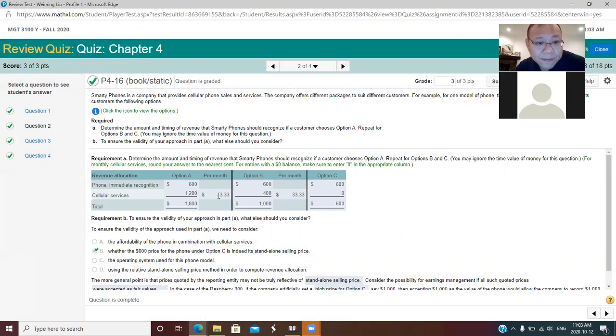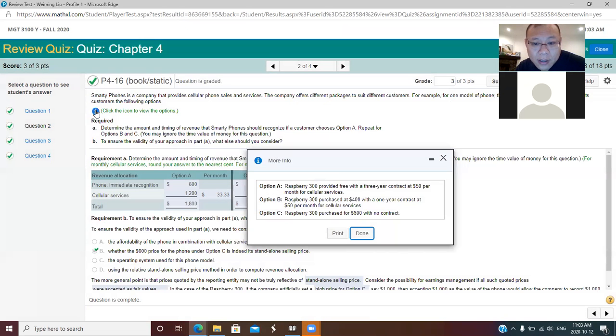Because the first option, option A, is a 3-year contract, right? And option B is a 1-year contract. So if you average per month, 1,200 in total over a 3-year contract, that's 36 months. So 1,200 divided by 36 months, each month is 33.33.